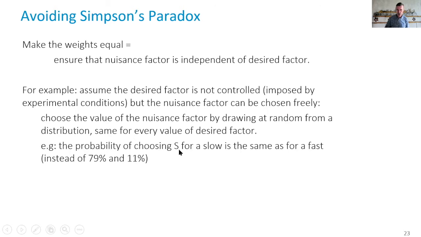So the probability of choosing one factor for a slow mobile here, socket buffer size S for a slow mobile, should be the same as for a fast one. And obviously it is because we did not have this distribution that we had this inversion.